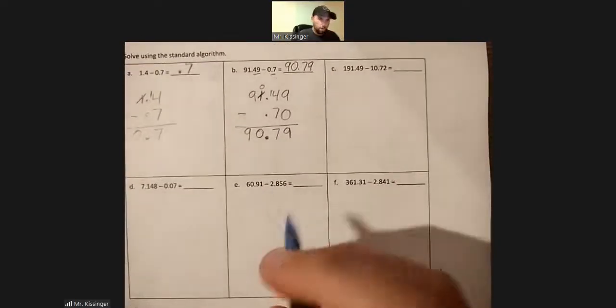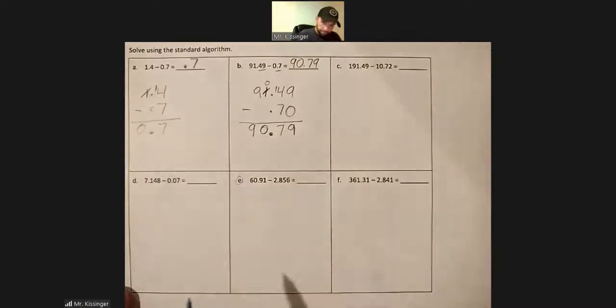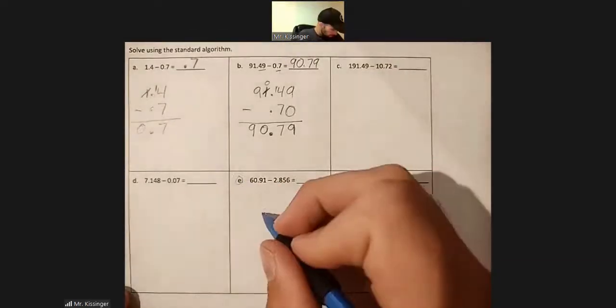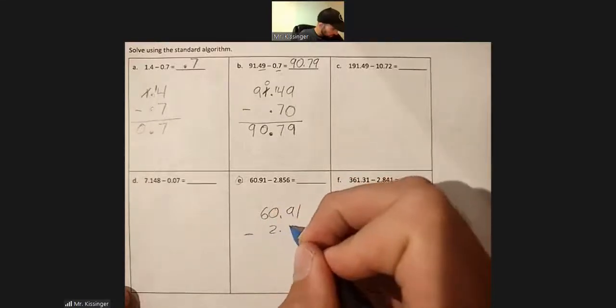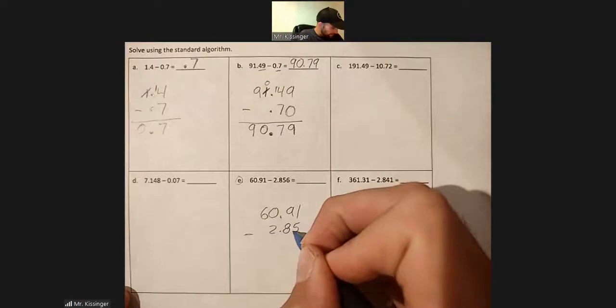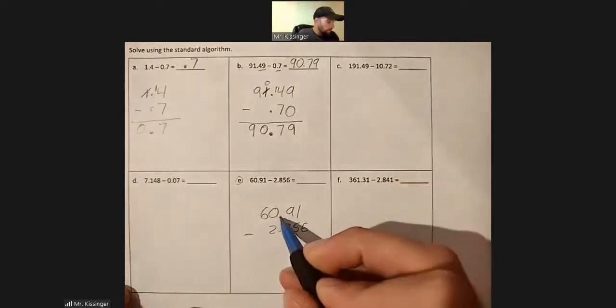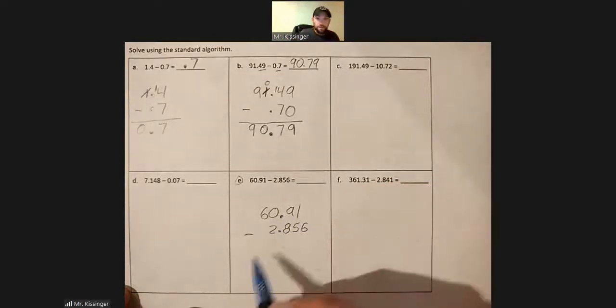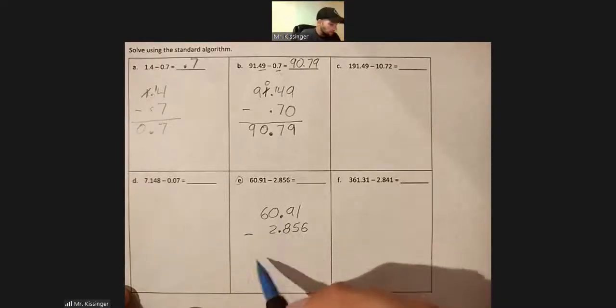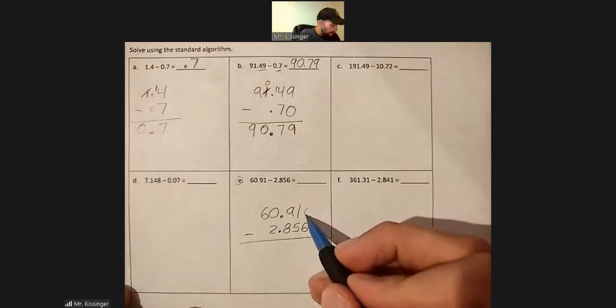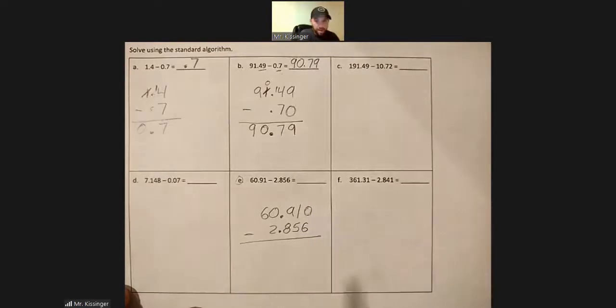I think we have time for one more. We'll try this letter E right here. 60.91 minus 2.856. So again, don't look at how many place values we have. Look at where our decimal point is. Those decimal points need to be lined up. And again, I'm going to add another 0 on the end here, just so that I know that there is nothing in the thousandths place there, but that my decimal point is lined up correctly.